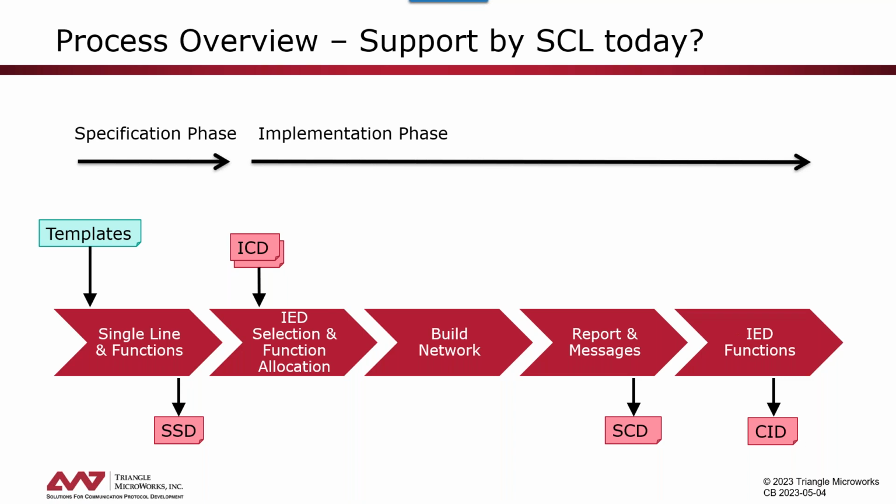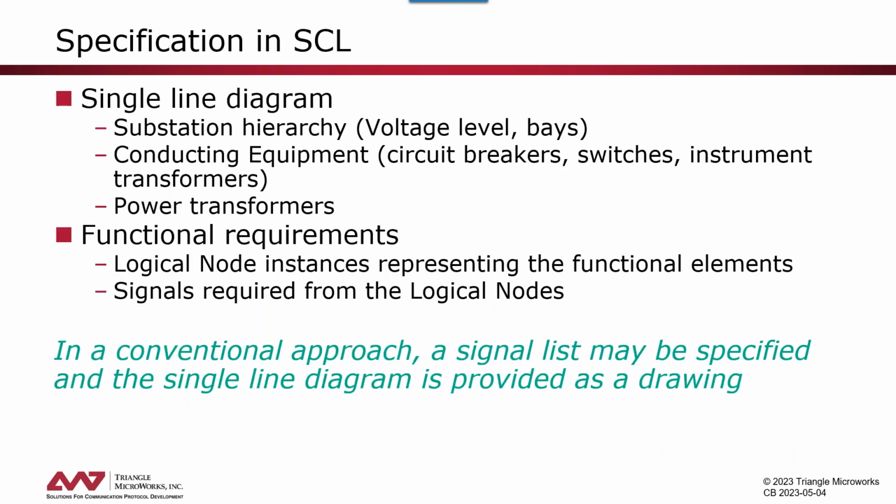And we will start with the specification. As already mentioned, when we talk about specification in the SCL or system configuration language, this mainly includes the one-line or single-line diagram, where we have a hierarchy behind it, where the substation is hierarchically divided into voltage levels. Under the voltage level, we have the bay, and within the bay, we have the conducting equipment like circuit breakers, switches, or instrument transformers, as well as the description of how those are physically connected to each other.